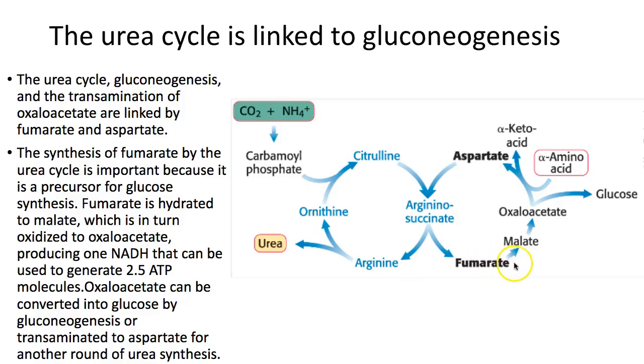The fumarate is hydrated to malate, and then from there is oxidized to oxaloacetate, and then from there produces glucose. But when it's oxidized to the oxaloacetate, it's also producing 1 NADH, which can be used to generate 2.5 ATP molecules.